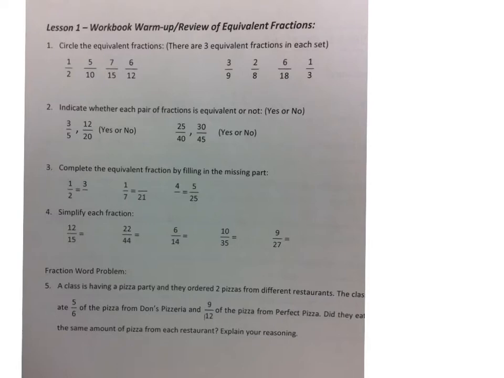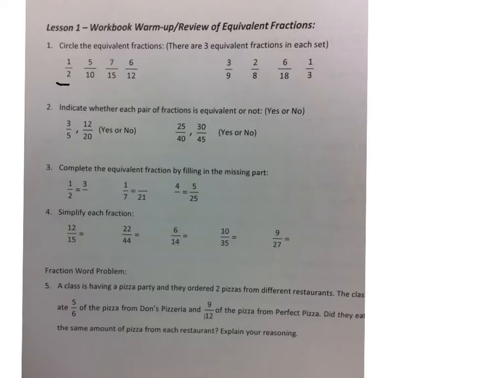a review. We need to make sure we understand what equivalent fractions are. So in question 1, it says circle the equivalent fractions. And it tells you there are 3 equivalent fractions in each set. Well, there's a lot of ways we can compare fractions. One is we can multiply diagonally, but since there's 4 fractions, that could really be a hassle having to multiply each set diagonally. So what I'm going to do instead is I'm going to reduce every fraction.